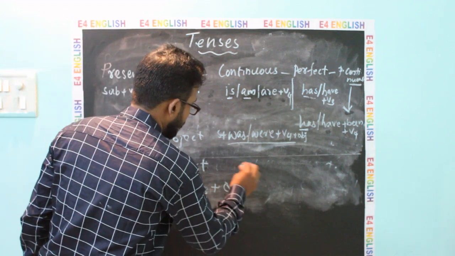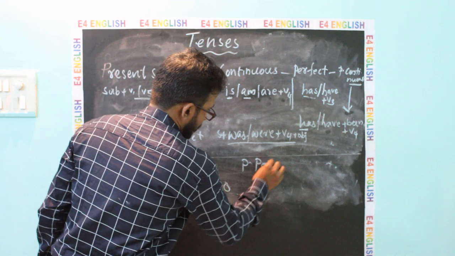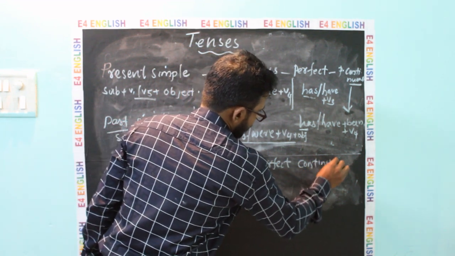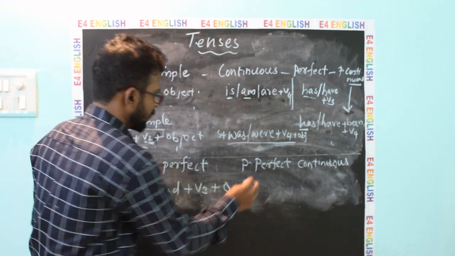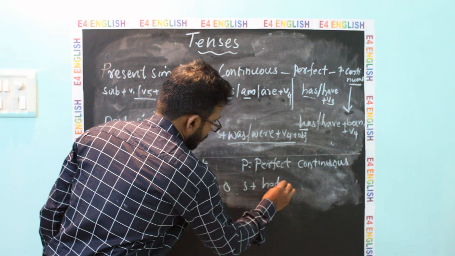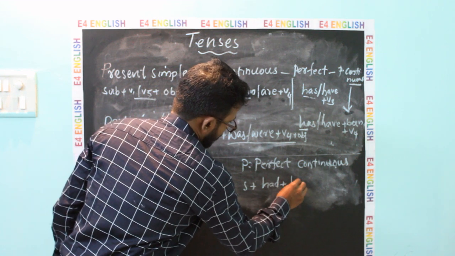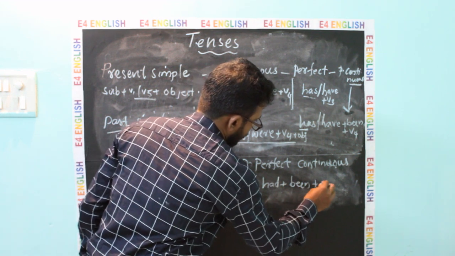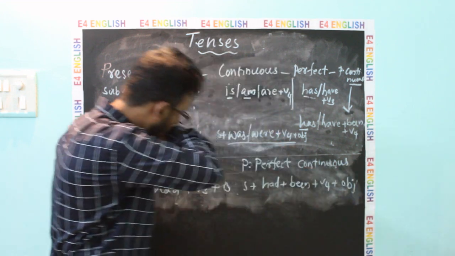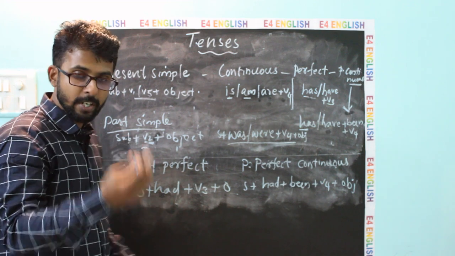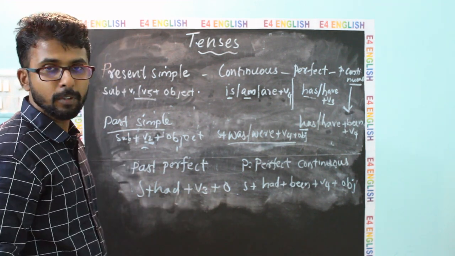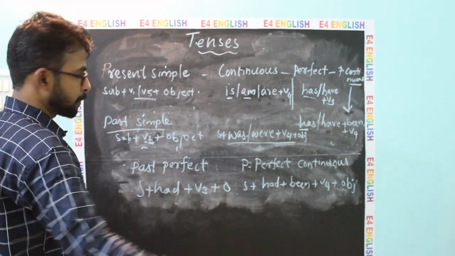And past perfect continuous. So here subject plus had plus been plus V4 plus object. Okay, I had been, he had been, she had been, it had been, whatever the subject, plus had been plus object. Okay, this is the format of past perfect continuous.